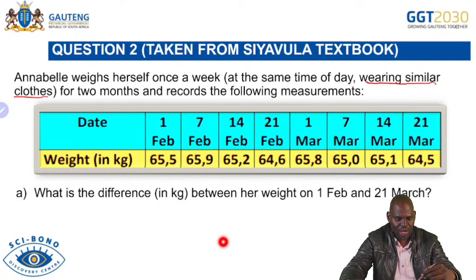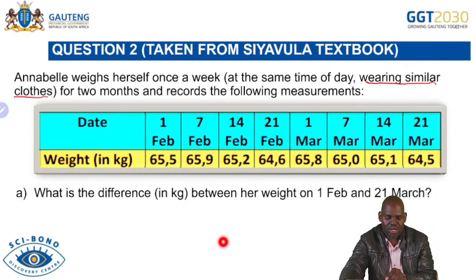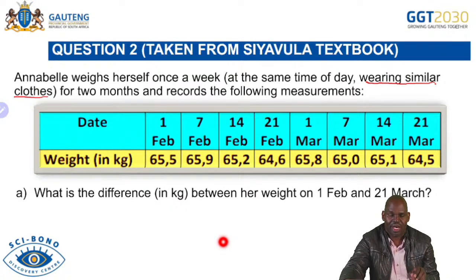Okay, there we've got the measurements. The 1st of February, 65.5 kilograms. And then the 7th of February, 65.9. On the 14th, 65.2. And then on the 21st of February, 64.6. On the 1st of March, 65.8. On the 7th of March, 65.0. On the 14th, 65.1. And then on the 21st, 64.5. So you must also read the information that is in the table.